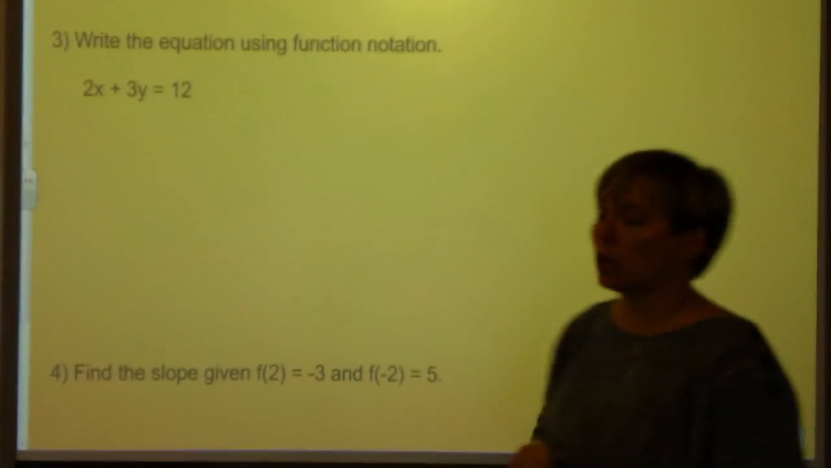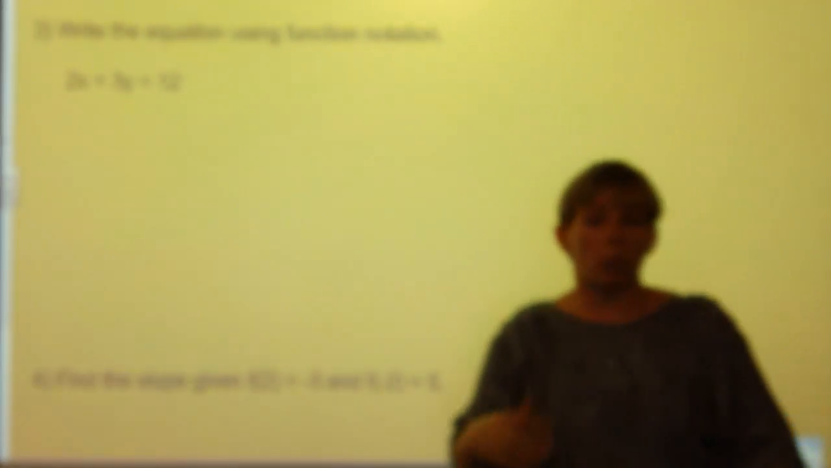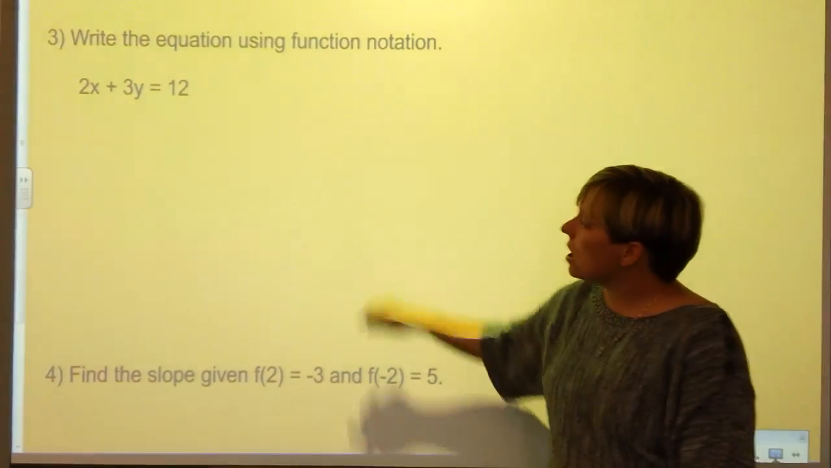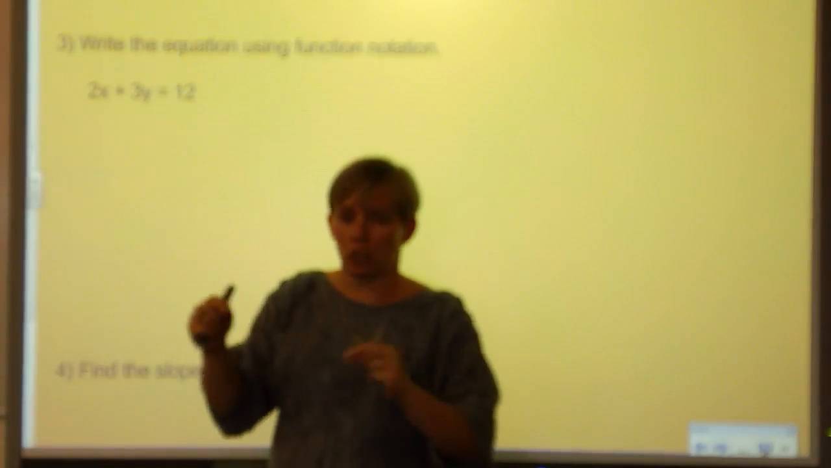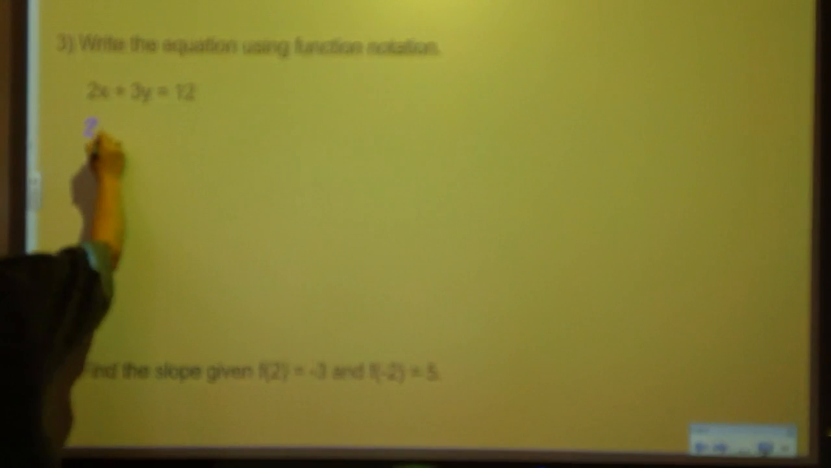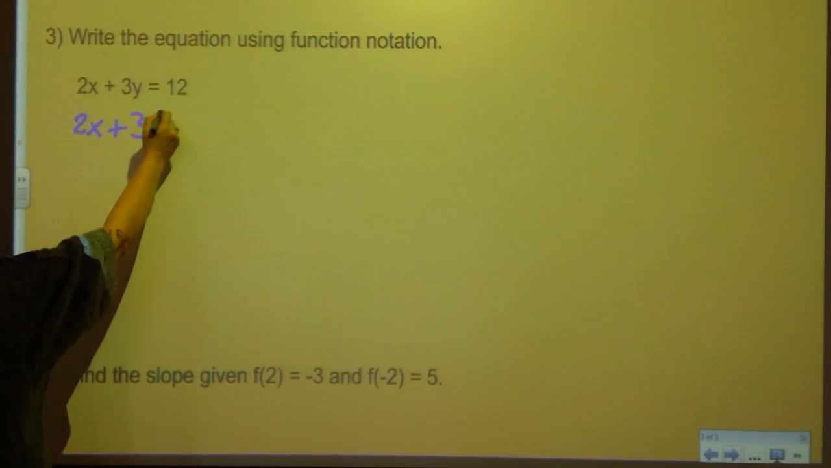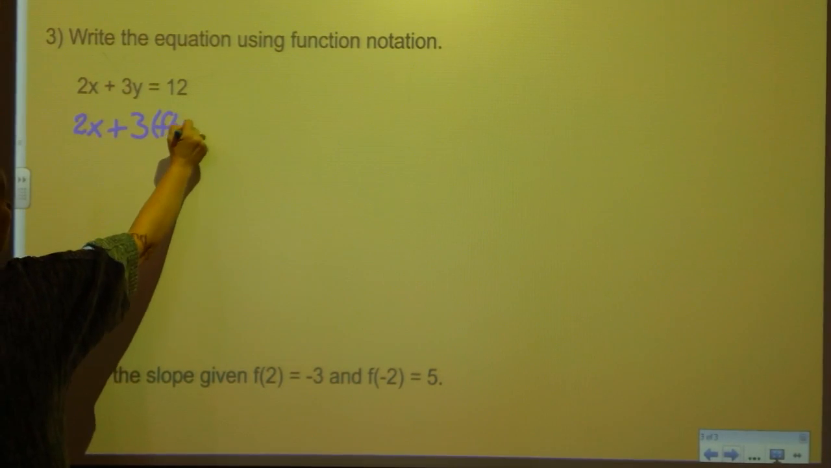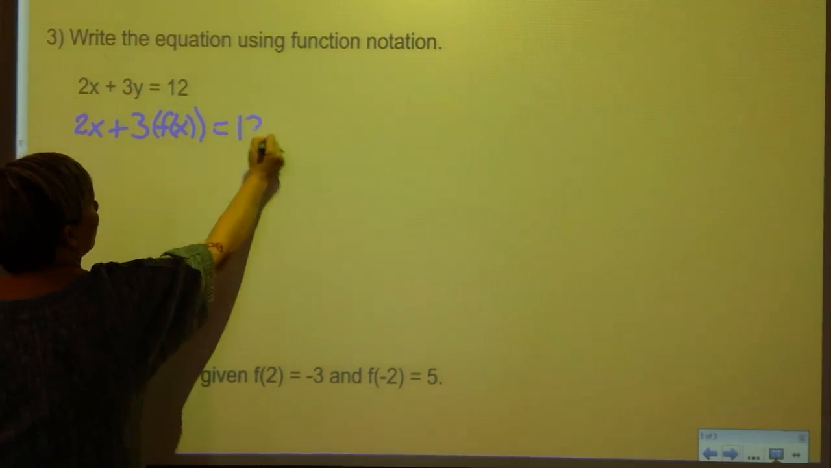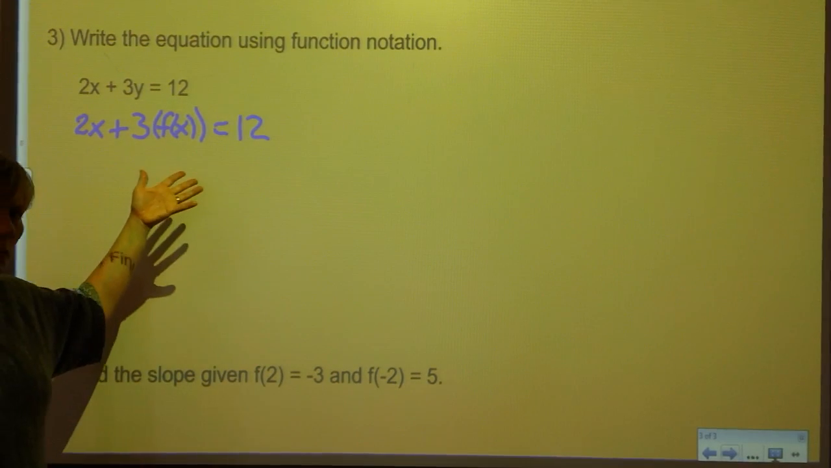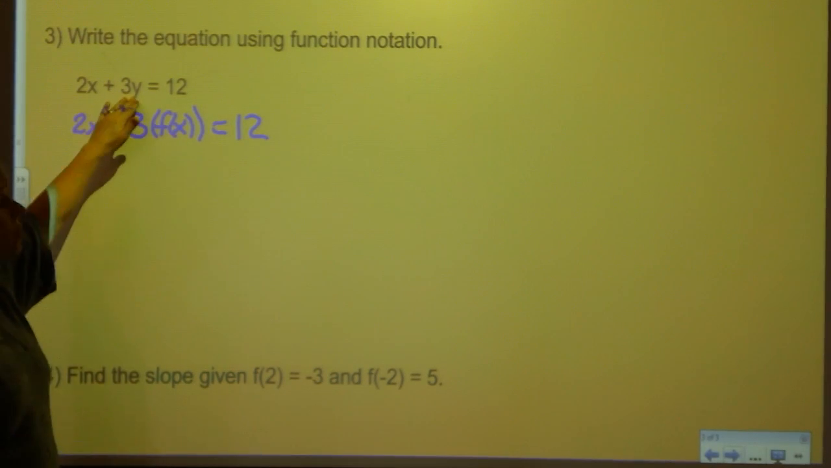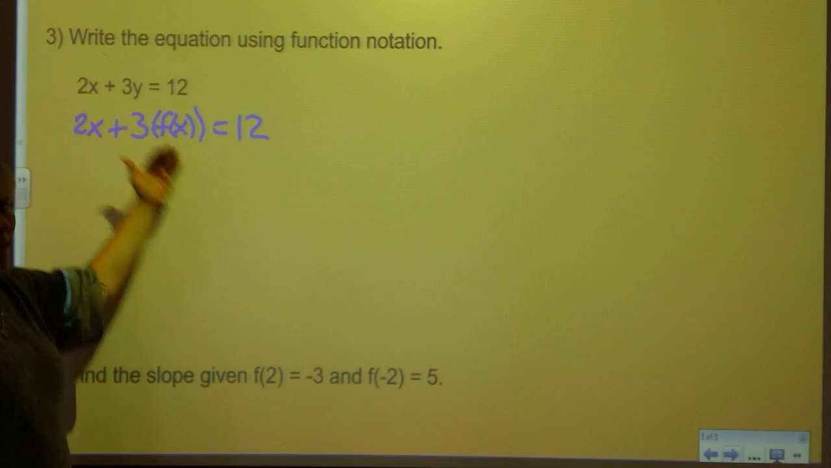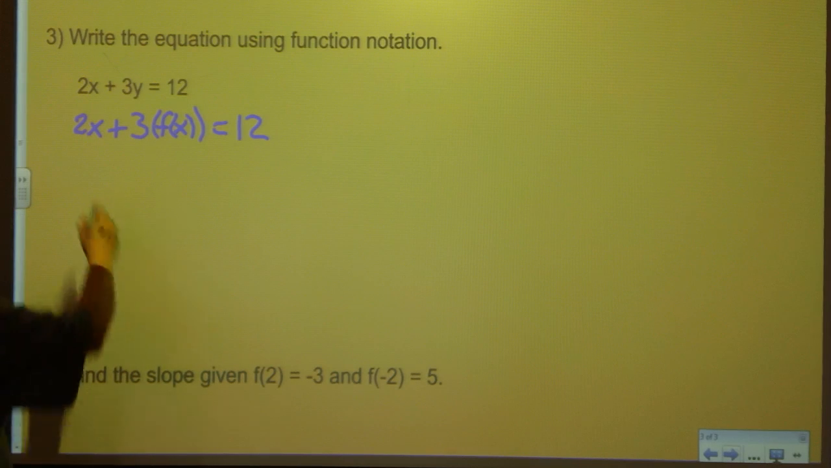I can also write an equation in function notation. When I write an equation in function notation, I am replacing my y with f of x, the function of x. So I'm going to rewrite this as 2x plus 3 f of x equals 12. This looks a little funny if I were to leave it this way. So I'm going to solve for this f of x, just like I could solve for my y first, and then replace it with f of x. We did this last unit.